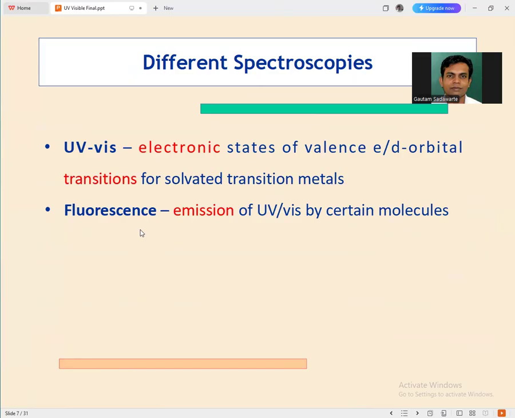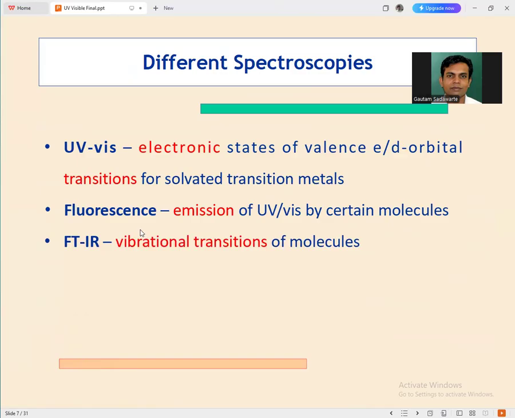And what happened? Now it goes into an excited state. And when it goes from the excited state to the ground state, what happens? Some energy is emitted, and that energy is emitted in the form of fluorescence. So this is another one, which is talking about fluorescence.